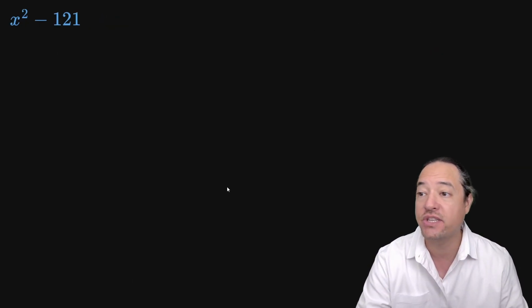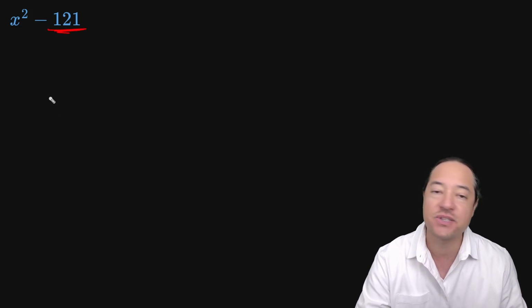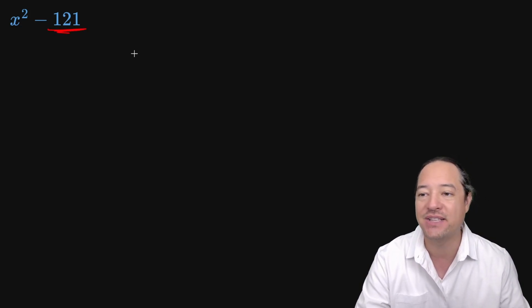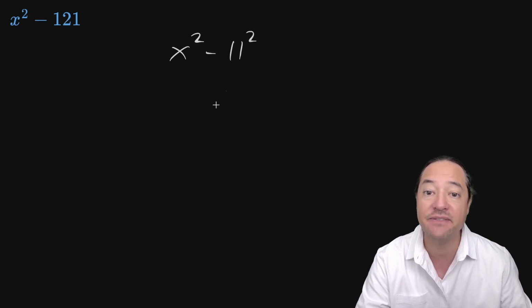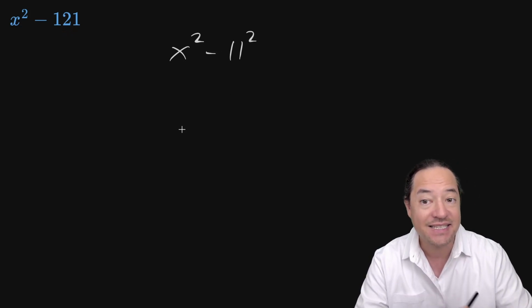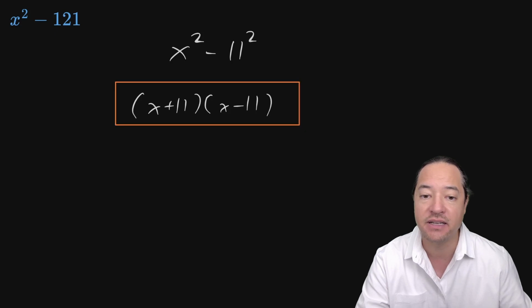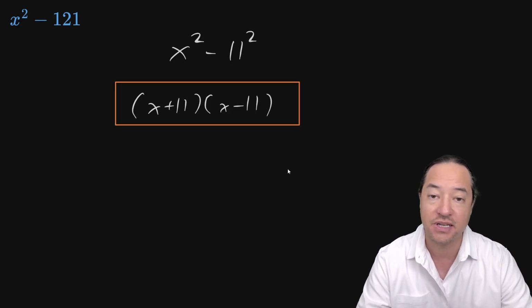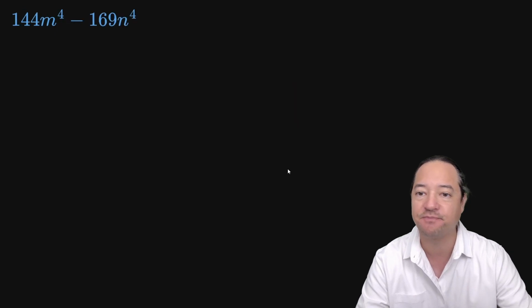All right, let's look at this one. This is an x squared minus a 121. This looks like a difference of two squares, right? So I'm saying this is equal to some x squared minus 11 squared. And since we have it now in this form, we can write this as some x plus 11 times an x minus 11. And this will be then the factored form for this difference of two squares quadratic expression.